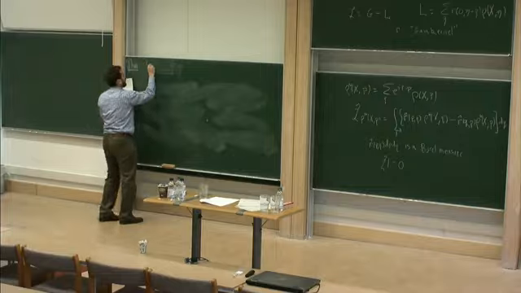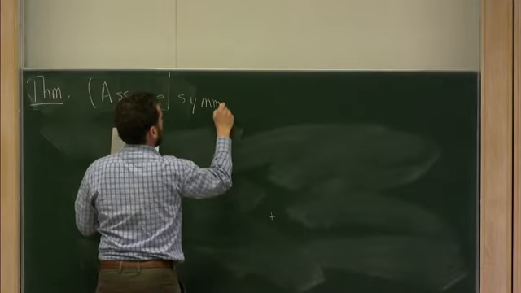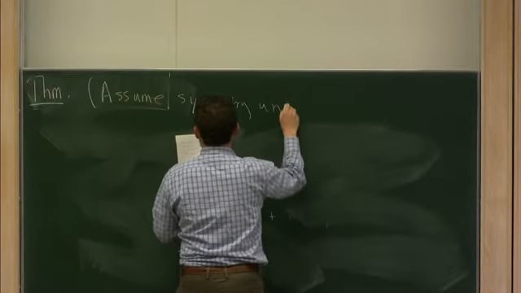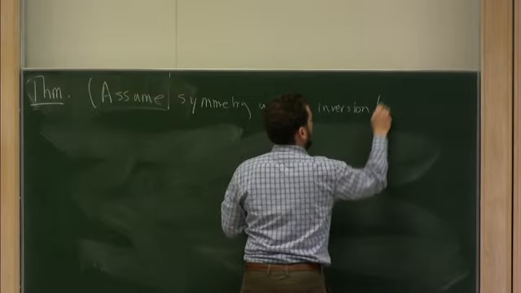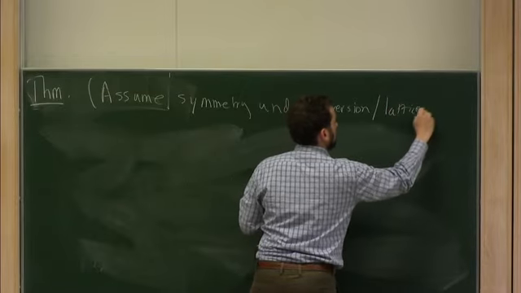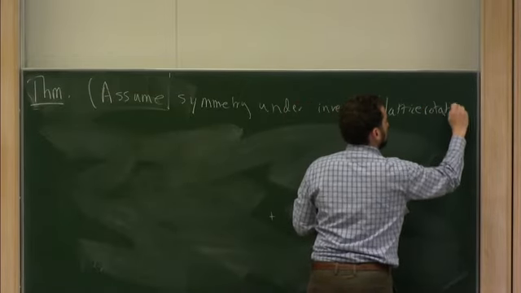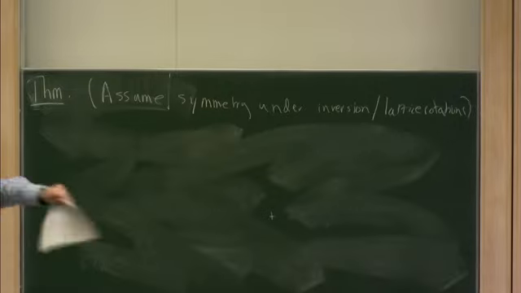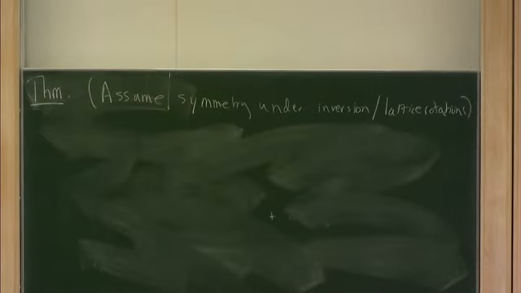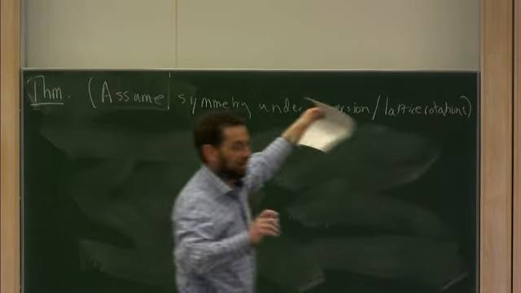So for simplicity, let's assume symmetry under inversion and lattice rotation. Okay, so in what I wrote down, formally R could have different behavior in different directions. Just to get a simple formula, I want to assume that the Hamiltonian is invariant with respect to that. Well, the Hamiltonian already was, because I said so, but I mean this.